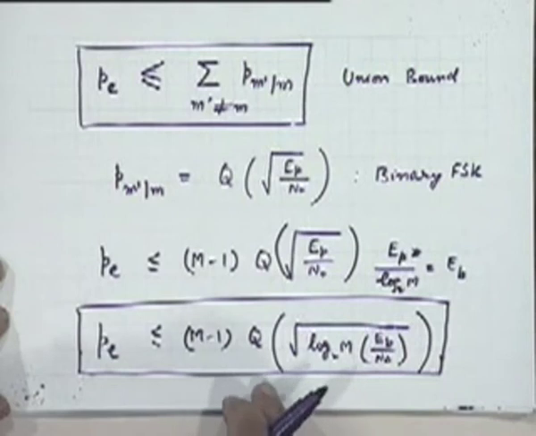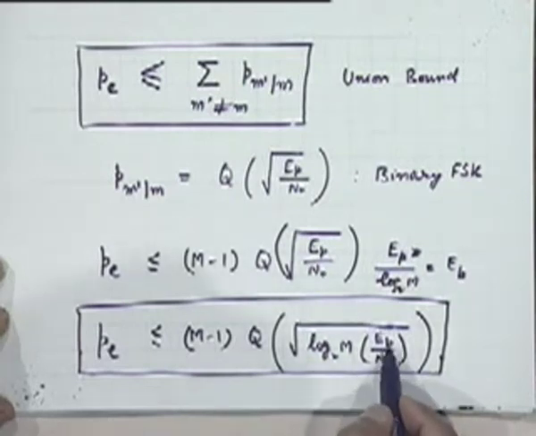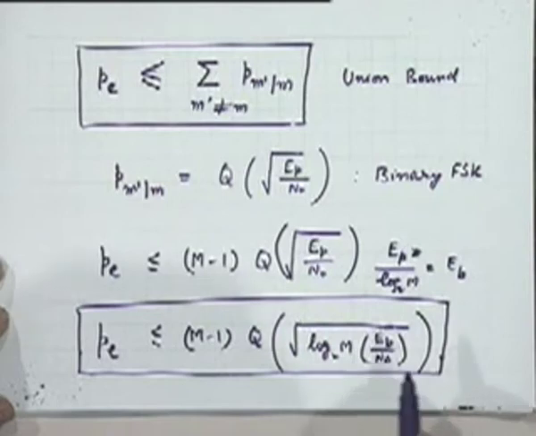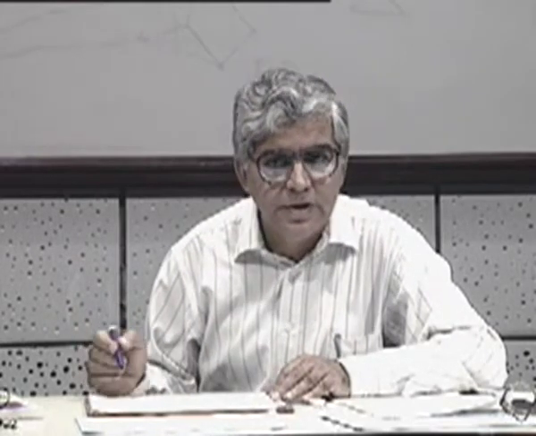Now this becomes an exact expression asymptotically. That is, as the signal to noise ratio E_B by N0 is increased, this actually becomes a very close, or in fact an equal relation for E_B by N0 tending to infinity, an equality relation. Therefore the union bound is not too bad, right?